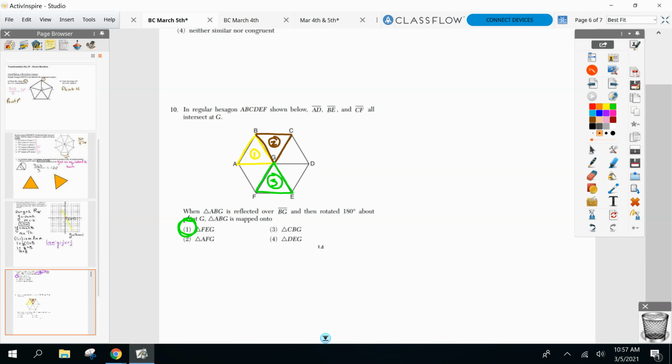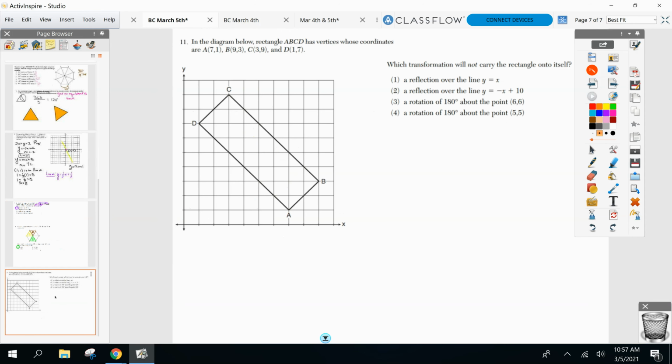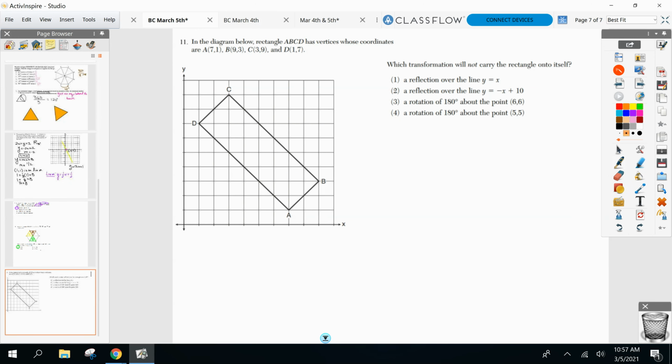Last one. This one's a tough one, guys. I saved this one for last on purpose to go in the weekend on a strong note. This one is tough.